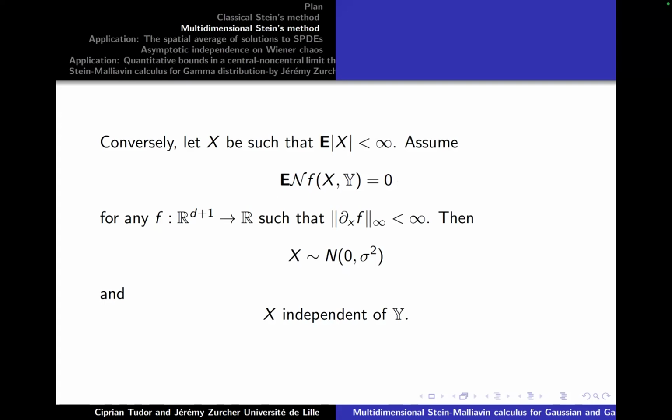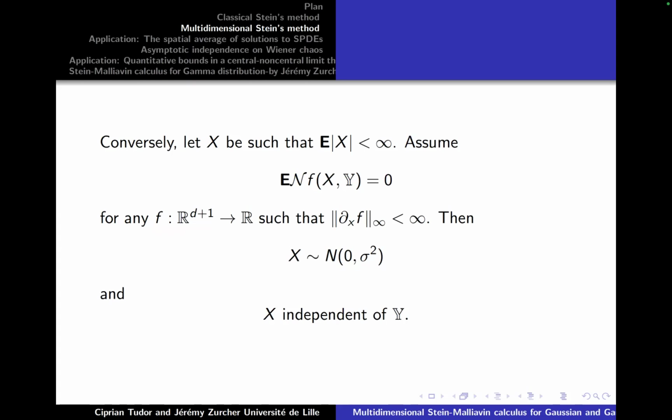To be exact, you need to consider functions f defined on R^(d+1) to R, such that f is differentiable with respect to x at least, and this derivative is bounded. Then, if this is 0, you can prove that X is Gaussian, and at the same time, X is independent of Y.